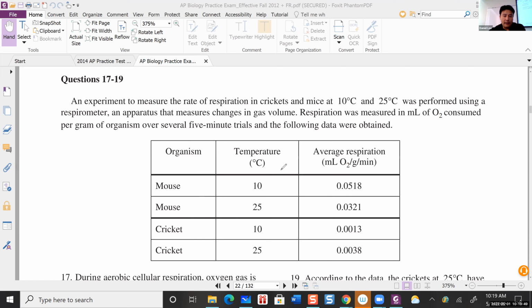And by looking at the data, initially, it doesn't really register much. The only thing that registers is that mice have higher oxygen consumption, right, than crickets, which is lower, right? So that's the only thing we know. Okay, and let's look at the questions, yeah?